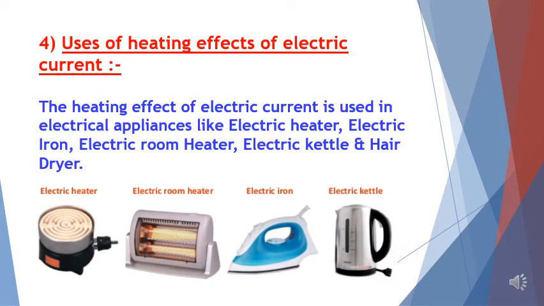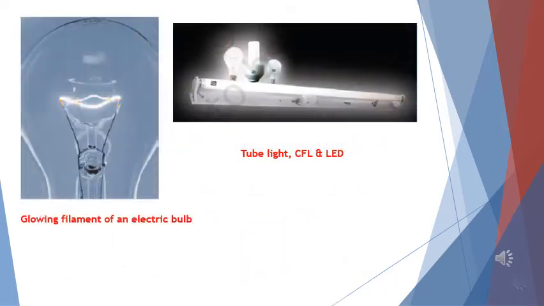We use this heating effect of electric current in our day-to-day life in various devices like electric heater, room heaters, electric kettle and hair dryers. An electric bulb is used for light, but it also gives off heat. Now this is not something that we want. We want the bulb to only give us light. This results in wastage of electricity.